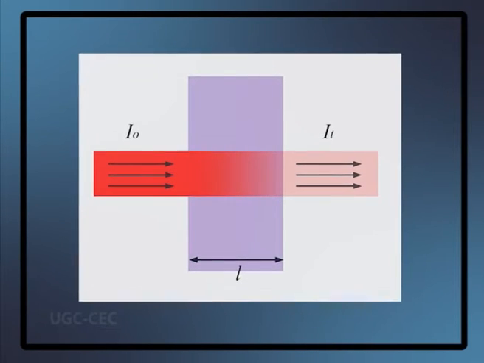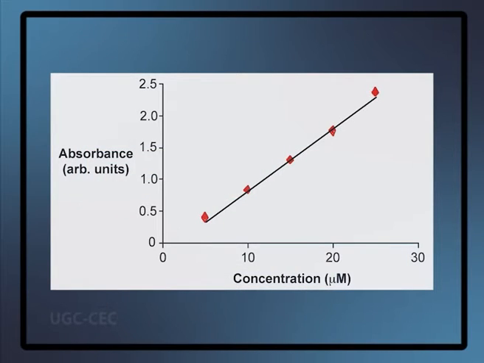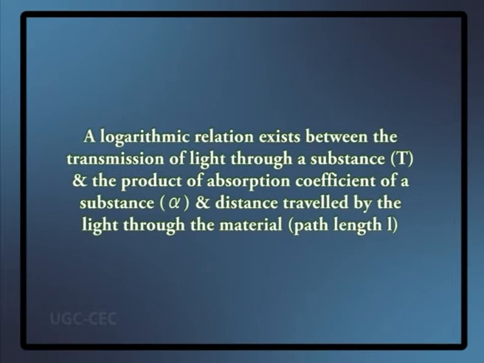Beer-Lambert's law is the linear relationship between the absorbance and concentration of the absorbing sample, that is, a logarithmic relation exists between the transmission of light through a substance, T, and the product of the absorption coefficient of a substance, alpha, and the distance traveled by the light through the material, the path length, L.